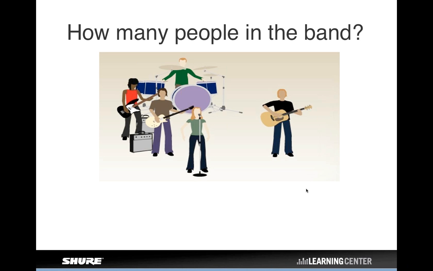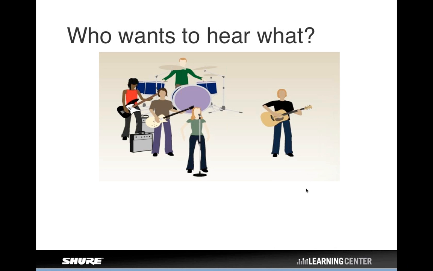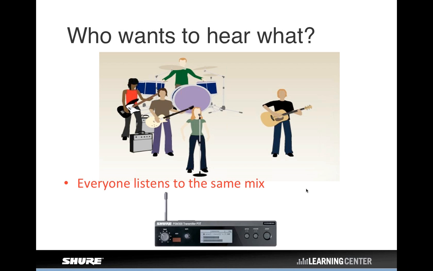So let's look at a few examples here. So here's a fictitious band of 5 people here. So we've answered that first question. We have 5 people in the band. We're going to assume for this exercise that they all want to go in-ear. So who wants to hear what? Well, this is that magical band where everybody wants to listen to the same mix. They really want to blend naturally. Doesn't happen. Doesn't happen. But let's pretend it does.